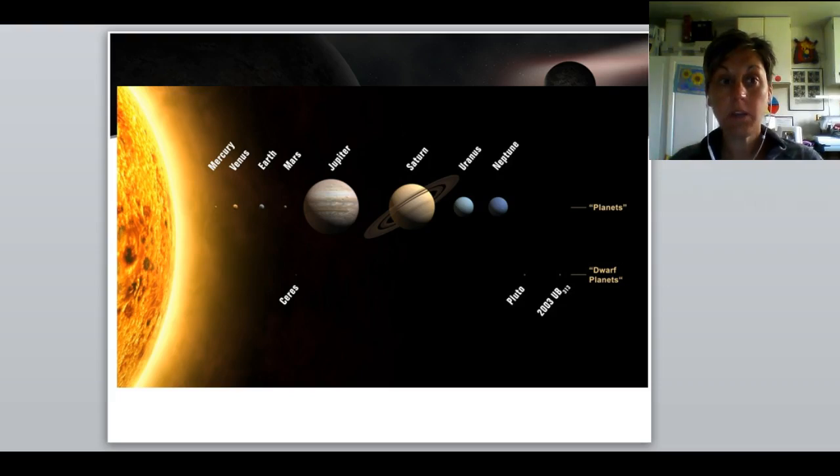Pluto was considered a planet. Again, they're just calling it a dwarf planet. And then there's 2003 UB, which is another dwarf planet that is out past Pluto.